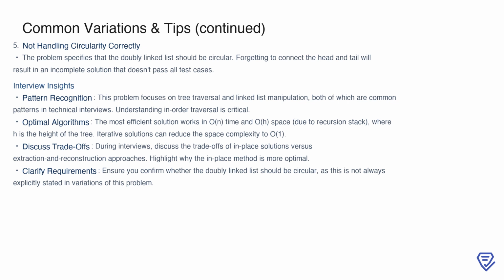The optimal solution achieves O(n) time complexity and O(h) space complexity, where h is the height of the tree, due to the recursion stack. Alternatively, iterative methods can reduce the space complexity to O(1), though they may be a bit more complex to implement. When discussing your solution, it's important to highlight trade-offs. For example, the in-place approach is more efficient, but you could also mention why extract and reconstruct is less optimal. Finally, always clarify the problem's requirements, especially whether the doubly linked list should be circular, as this detail can vary in different versions of the problem.